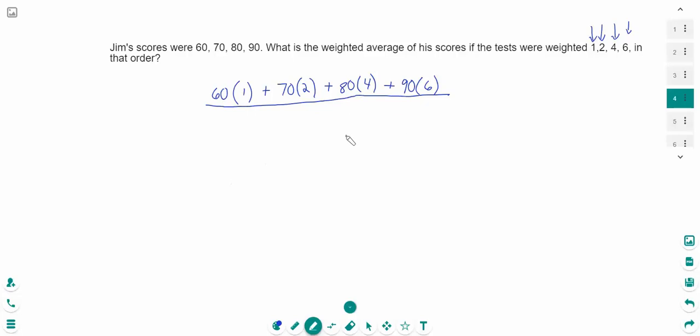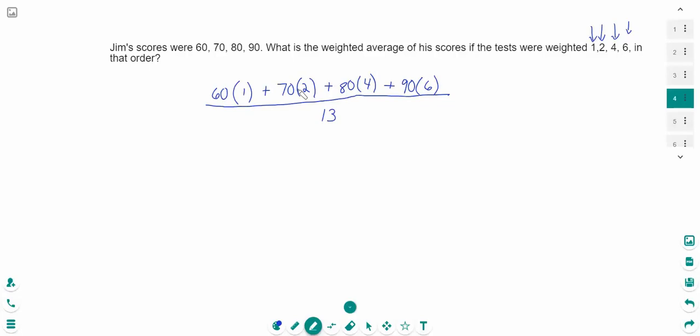Well, hopefully you said that it would be a 13. All right? And how did we get this 13? Well, because this last grade accounted for 6 grades, you might say. It has a weight of 6. So there are 6 grades in there. There are 4 grades in this one, 2 grades in this one, and 1 grade in this one.